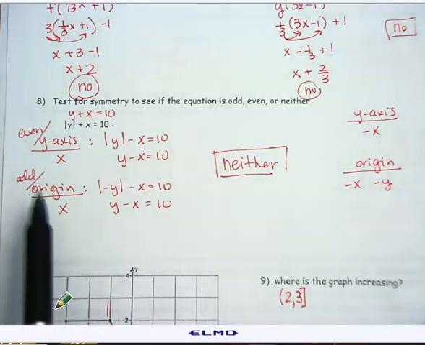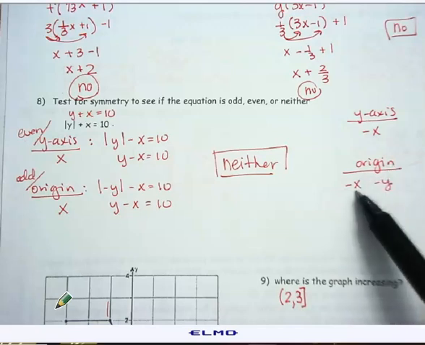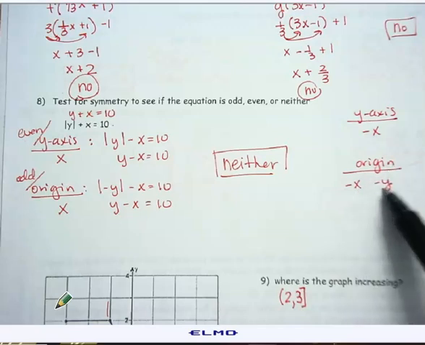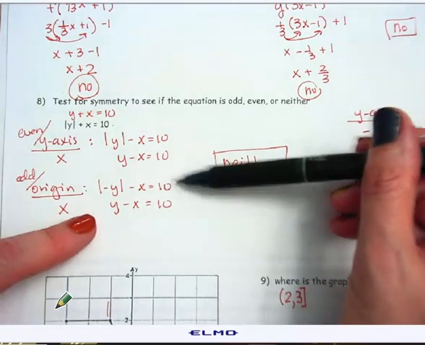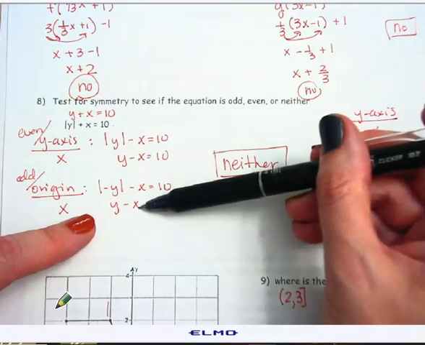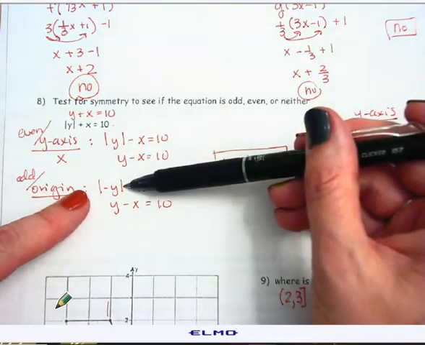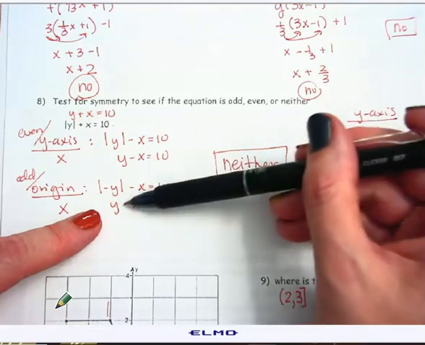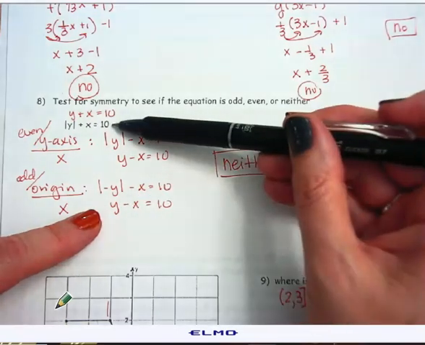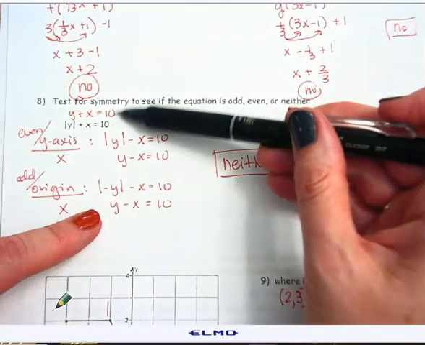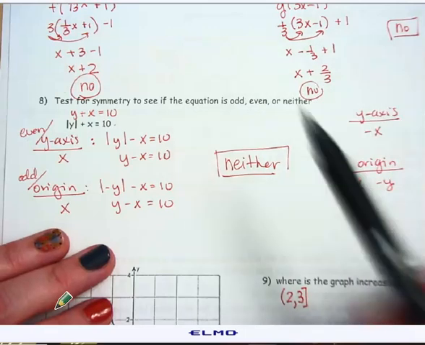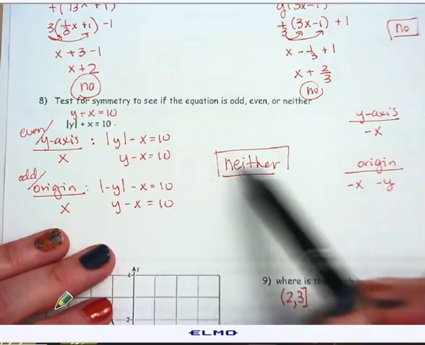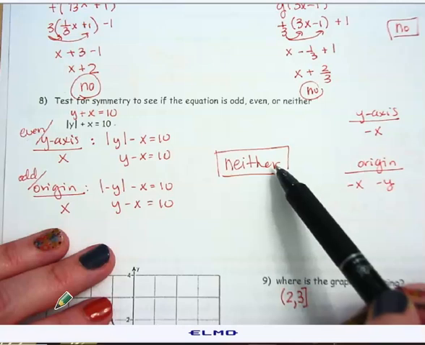The odd test is checking to see if it is symmetrical around the origin. That's where we're going to plug in both negative x and negative y to the original equation, which is what you see right here. I can't simplify negative x anymore, so it comes down, but I can simplify absolute value of negative y. It is y. So now I'm again at y minus x equals 10. Does not look like the simplified version of the original equation, so it fails that test also. So we would say that this is neither even nor odd.